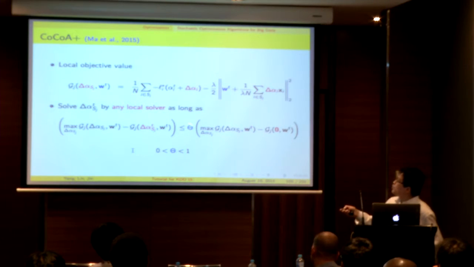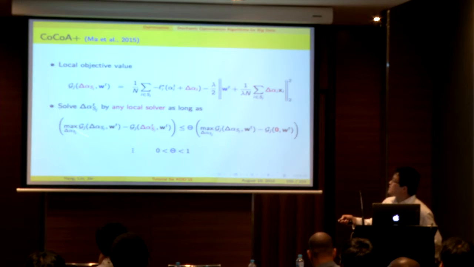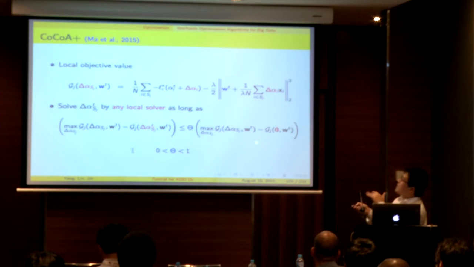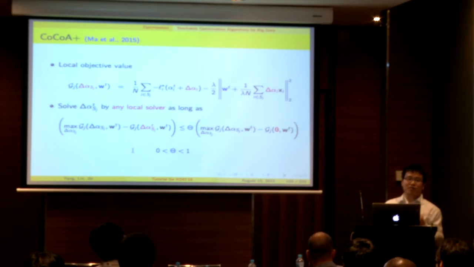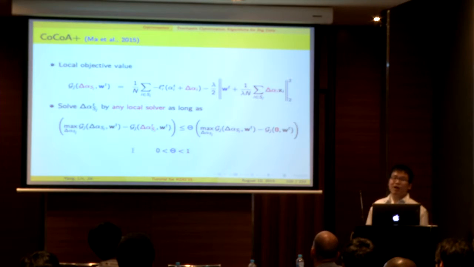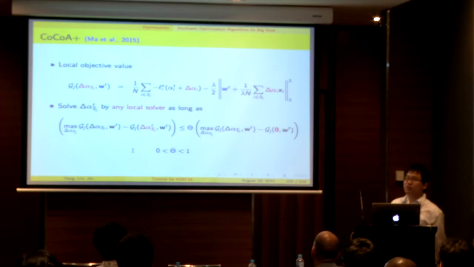And here, we introduce this theta. The left-hand side is the optimality gap, how far you are from optimality when you return from the local solver. And the right-hand side is the initial optimality gap. Theta is something less than 1. Usually it's 0.5: you want to reduce the optimality gap by 50% and stop. You don't have to reduce it until you get very close to the local optimum, because your goal is not to solve a local problem.